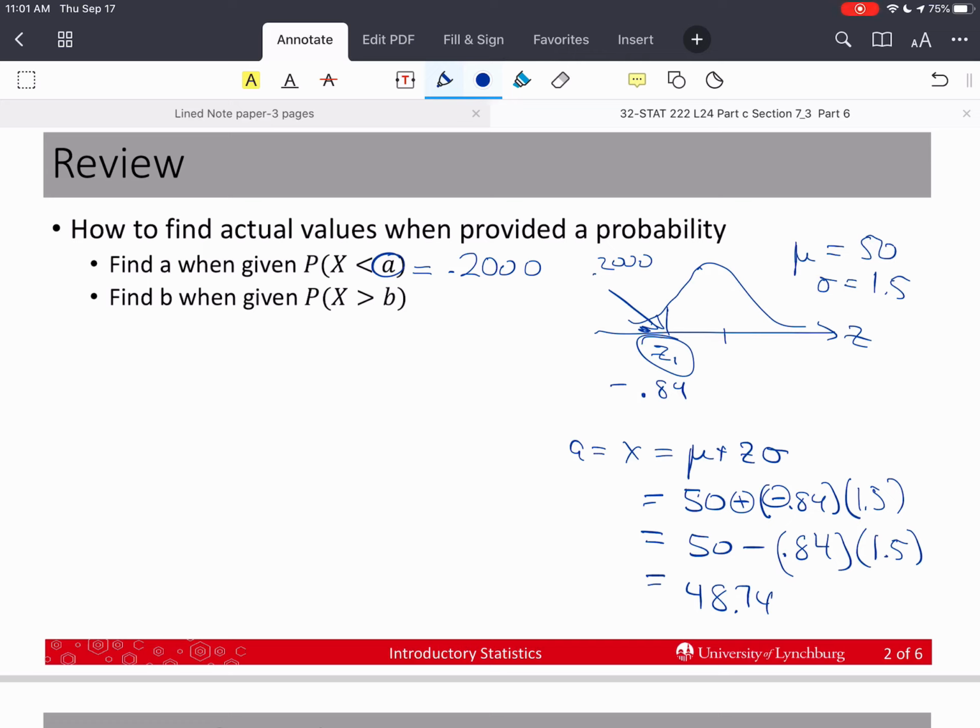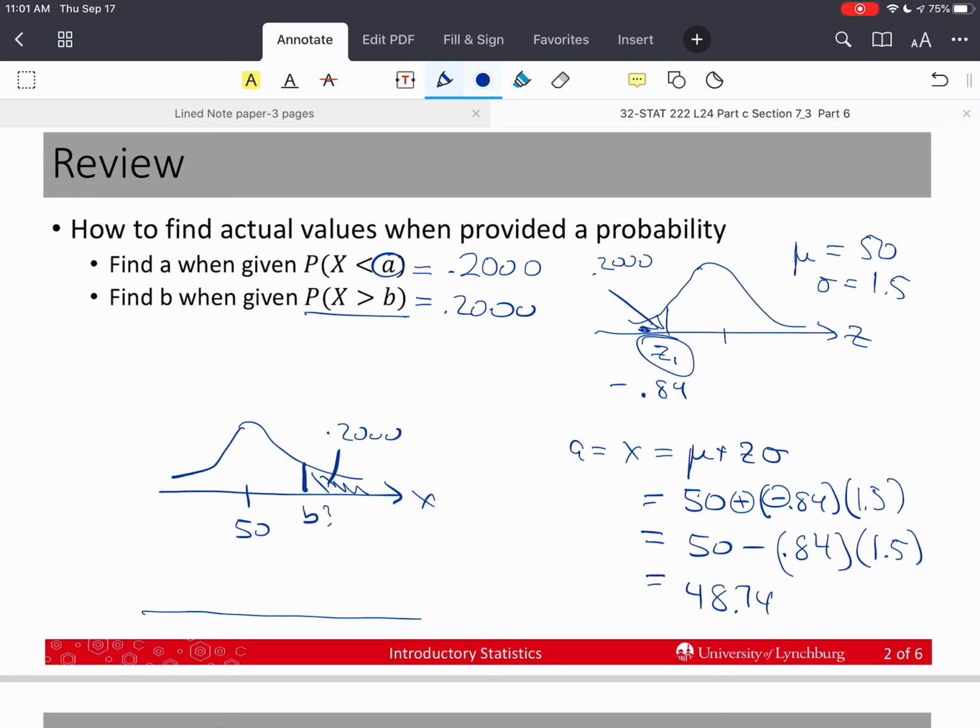And then we did the same thing when we wanted to know a score and we were given a probability bigger. For example, if I give the same probability, then we have b in x. This is what we're trying to find, and the 0.2 is bigger than that, and the mean was 50. And we want to know what is b. But again, we have to go to the z table and look at it. And for that 0.2, we have to find the z-score that goes with this.